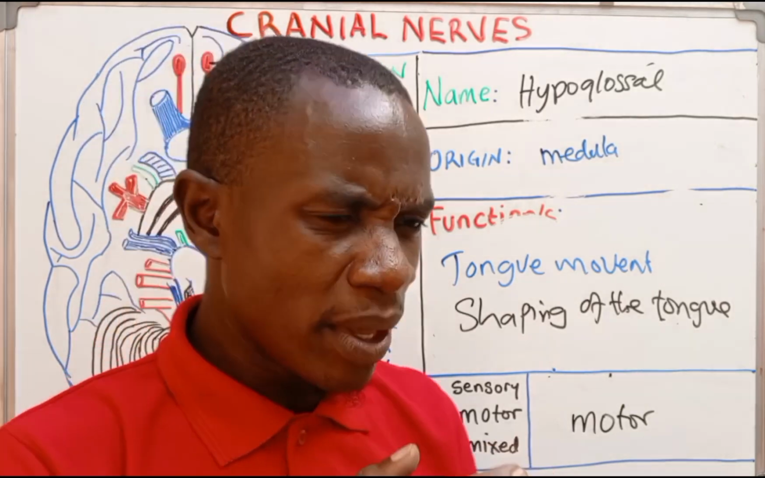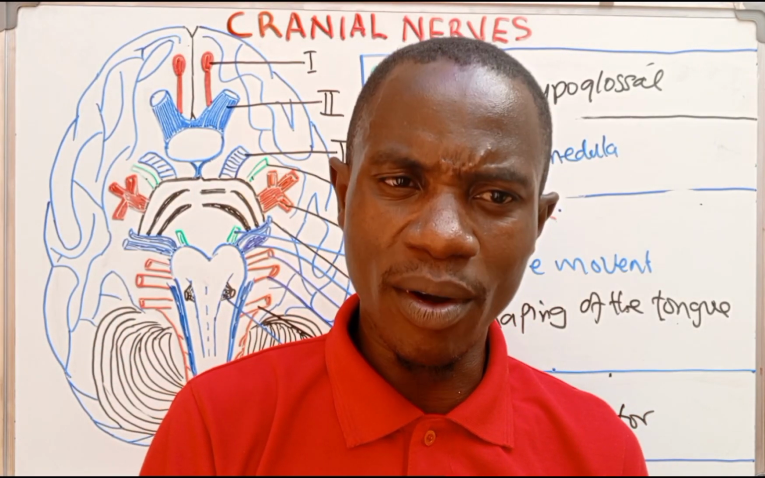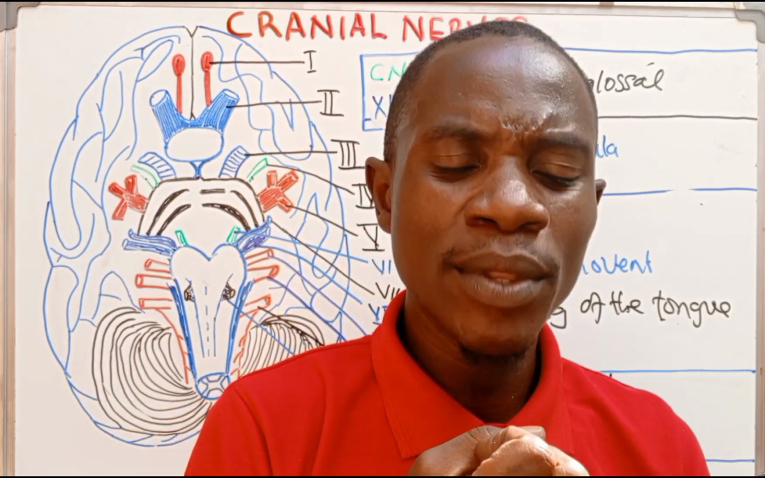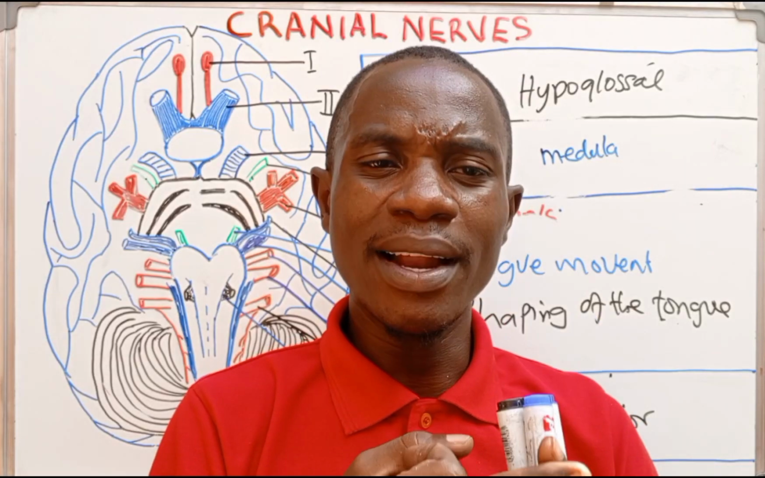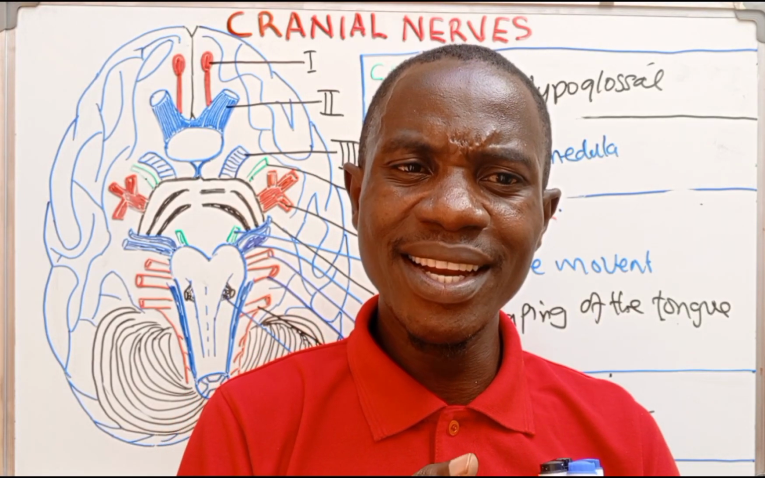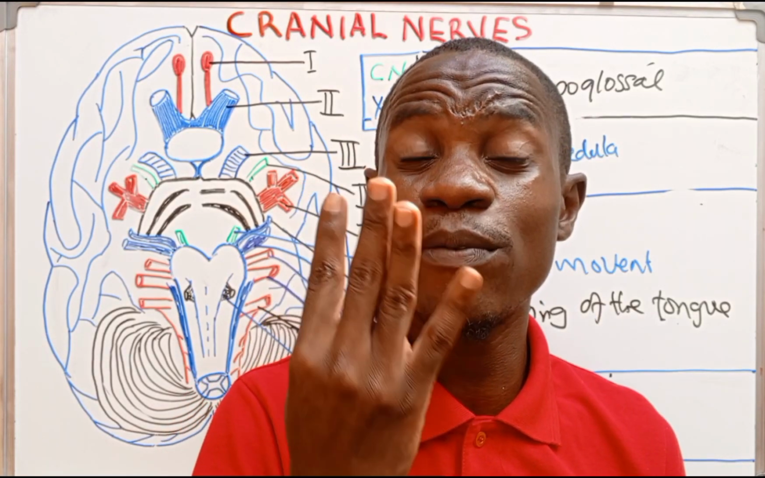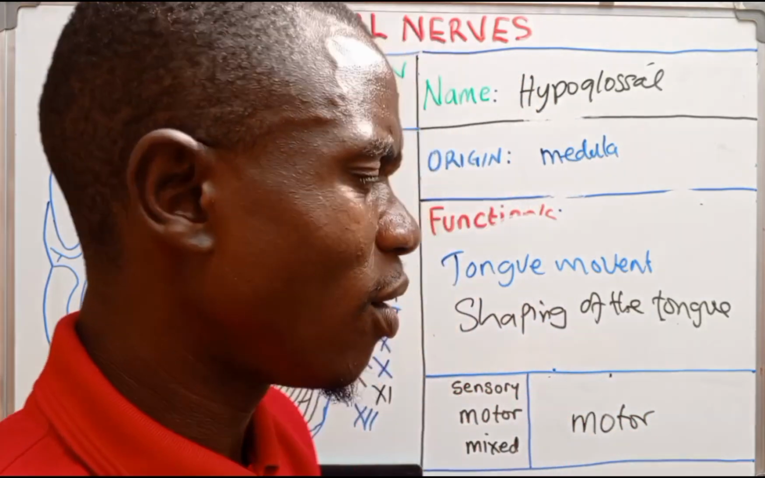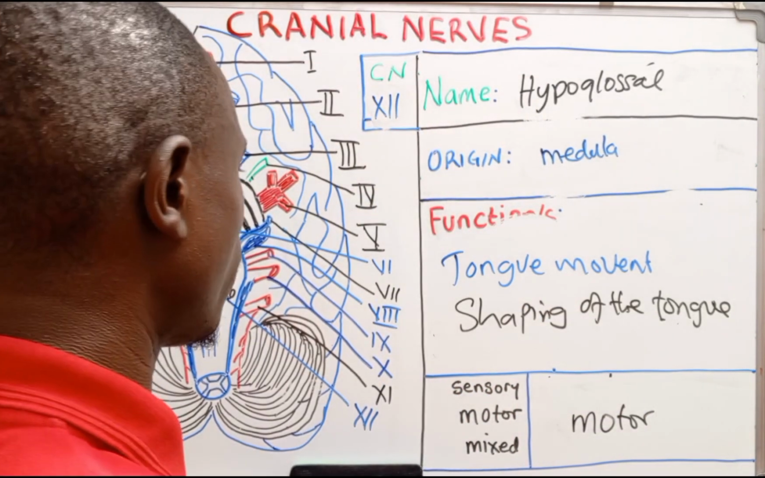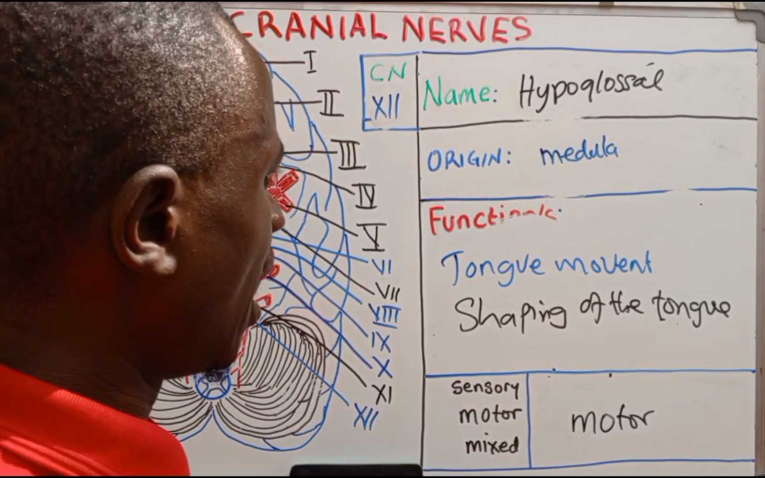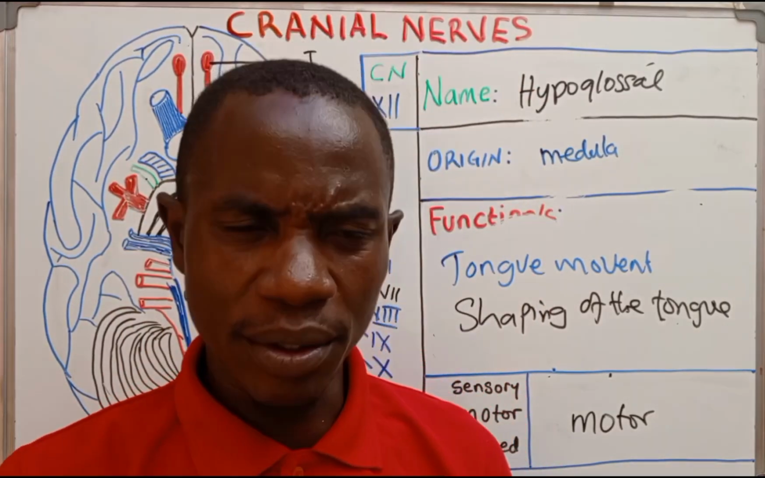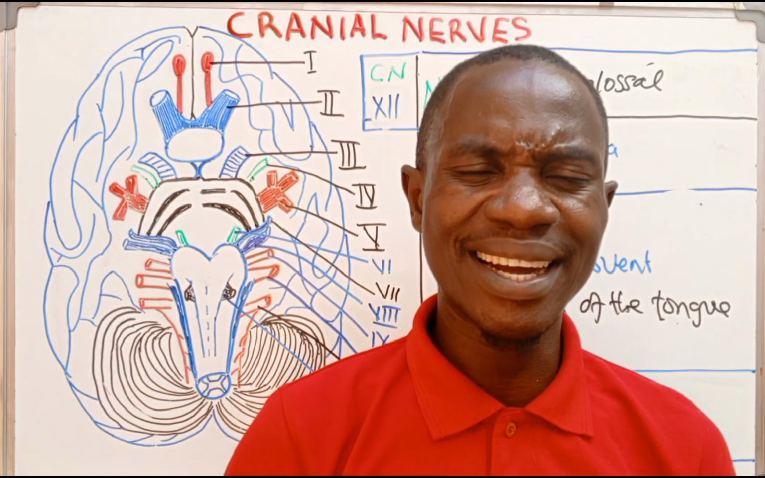Then we said that we also have cranial nerves coming from the medulla oblongata. We shall have cranial nerve number 9, cranial nerve number 10, cranial nerve number 11, and cranial nerve number 12. Meaning that from the medulla oblongata, we have 4 cranial nerves. It's such a beautiful thing. We have covered a lot of things concerning the cranial nerves.